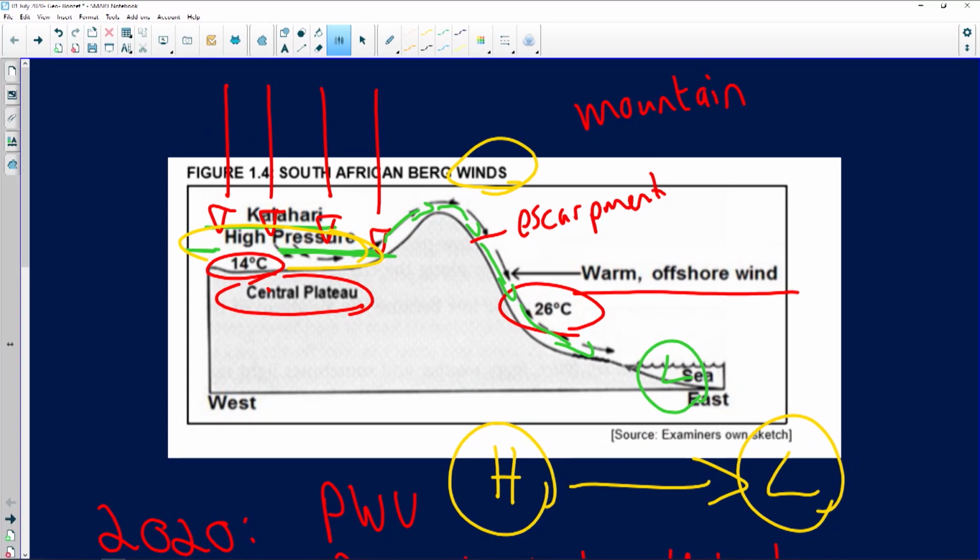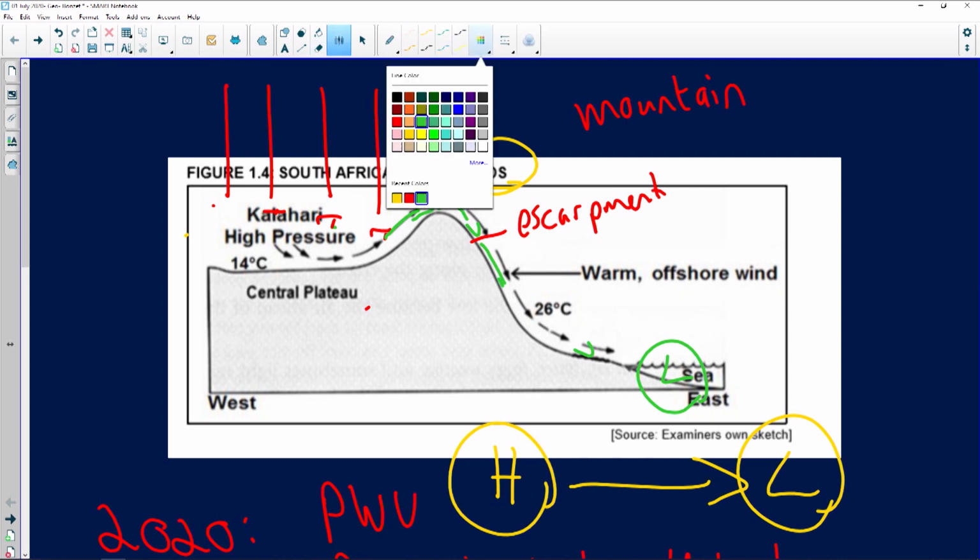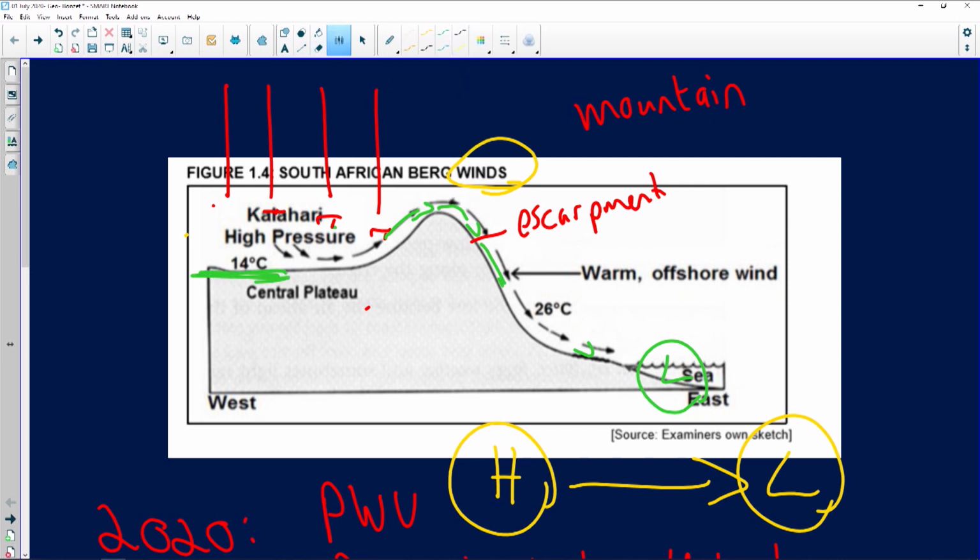But what happens over here, grade 12s? We have an increase of temperature. All of a sudden, we experience an increase of temperature because on top of the escarpment, as you can see, we experience 14 degrees Celsius. But as it moves over the escarpment, it warms up to 26 degrees Celsius. Okay. So what do we call that term? You've learned about this before in grade 10. The air heats up adiabatically. That's the correct term that we use.